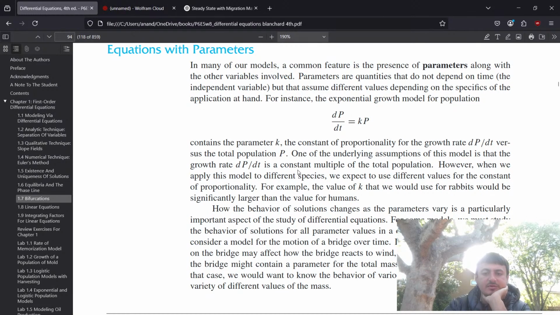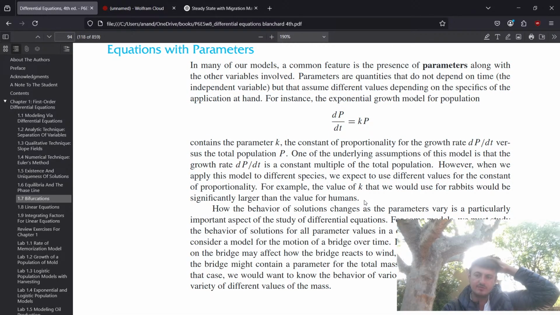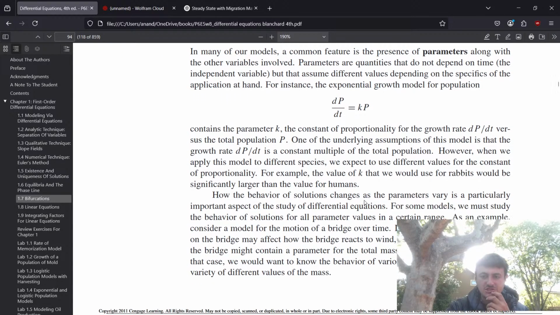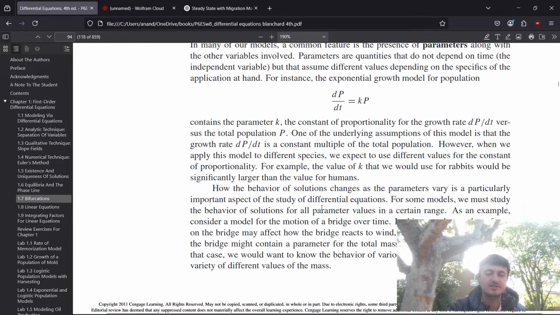However, when we apply this model to a different species, we expect to use different values for the constant of proportionality. For example, the value of k we would use for rabbits would be significantly larger than the value for humans. How the behavior of solutions changes as the parameters vary is a particularly important aspect of the study of differential equations.